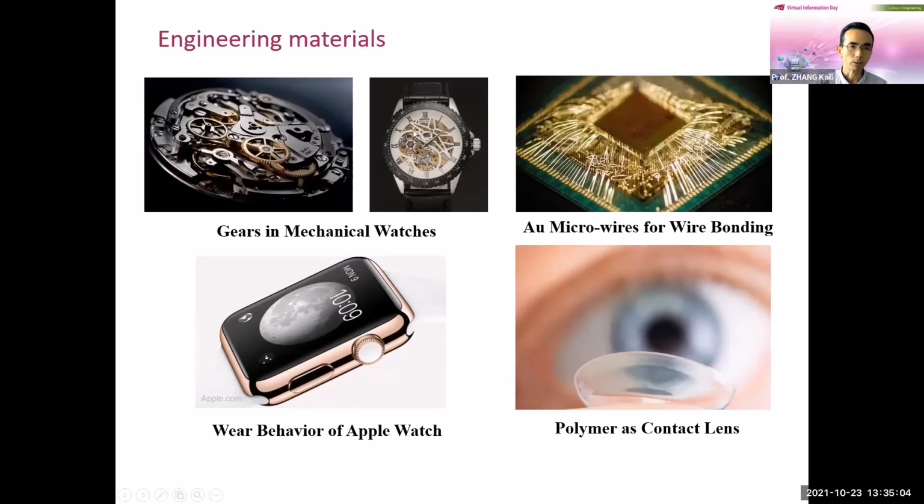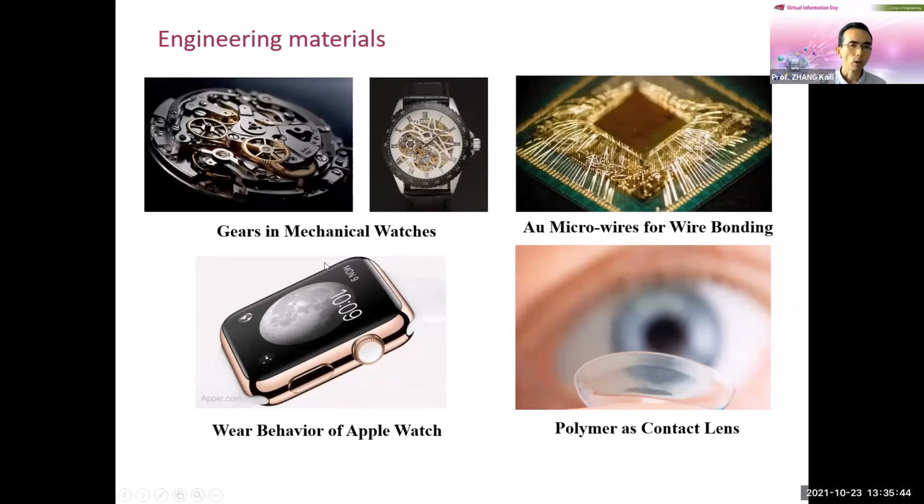Another reason is the materials. The materials that make the watch have very high quality and very high reliability. So how to fabricate, synthesize, and select proper materials for making the watch is very important. In fact, there are many examples, like the microwire for wire bonding for microelectronics, like the Apple Watch. For biomedical applications, like the contact lens, because we need to put it into the eyes, it needs to be biocompatible. So engineering materials are very important again for our society.